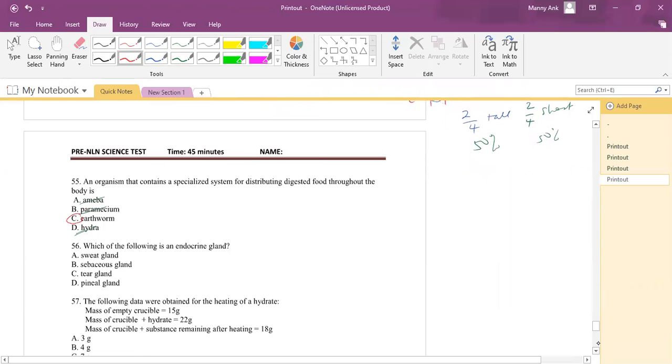And 56, which of the following is an endocrine gland? Endocrine gland. Cast your mind back to endocrine glands. Out of all this, the pineal gland is part of the endocrine glands. Sweat gland, sebaceous gland, tear gland, these are all exocrine glands. Exocrine gland means what? They have ducts, right? Ducts present. Endocrine, no duct, ductless.